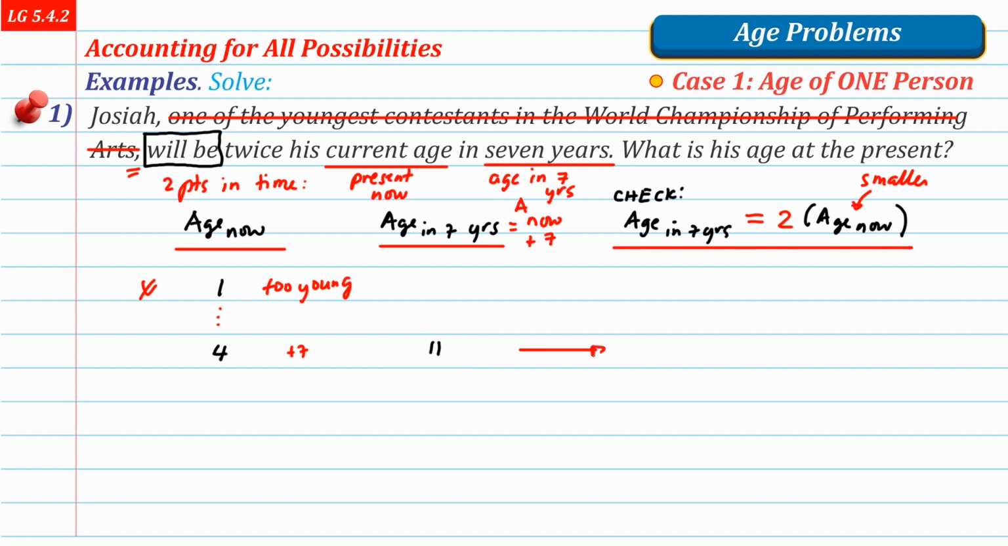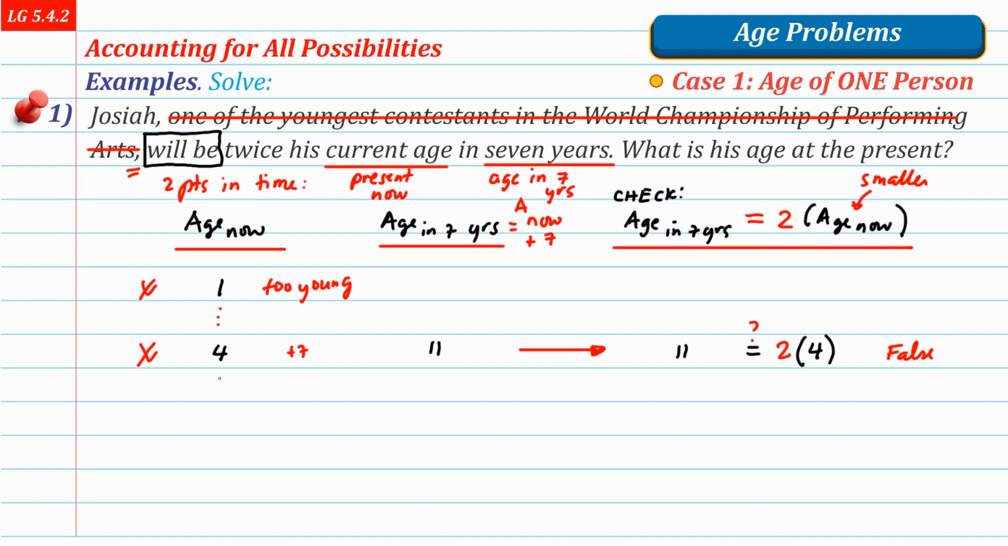Okay, try ka agad natin. Malay mo yan na kagad yung sagot, diba? So, anong age niya in 7 years? 11. Ang tanong is this equal to twice yung age now, 4? True or false? No! It's false! Okay, so wrong po ito.